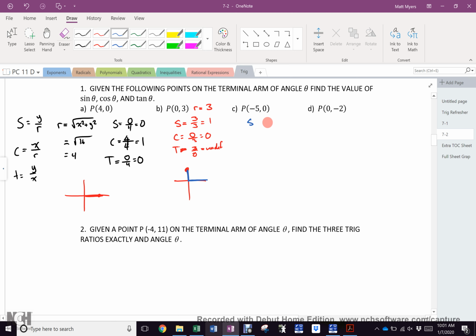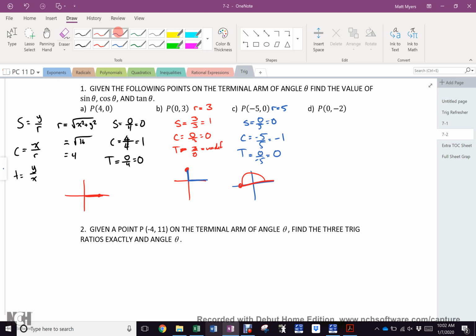What's the sine? Or what's r first? 5. So what's sine? 0 over 5, which is 0. What's cos? Which is -1. And what's tan? 0 over -5, which would be 0. And that makes sense because where is -5, 0? It's out here. It's 180 degrees, right? And since it's out here, that's why my cos is negative. Everybody good?